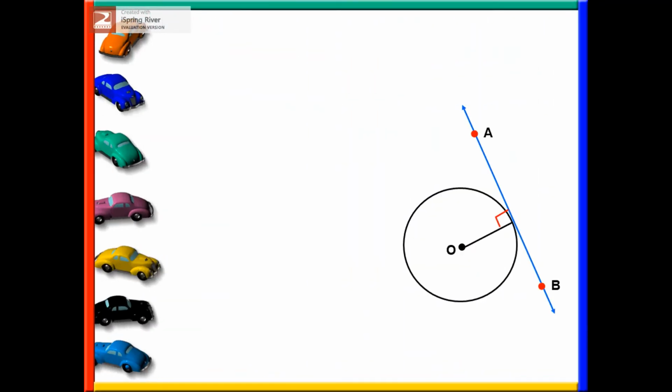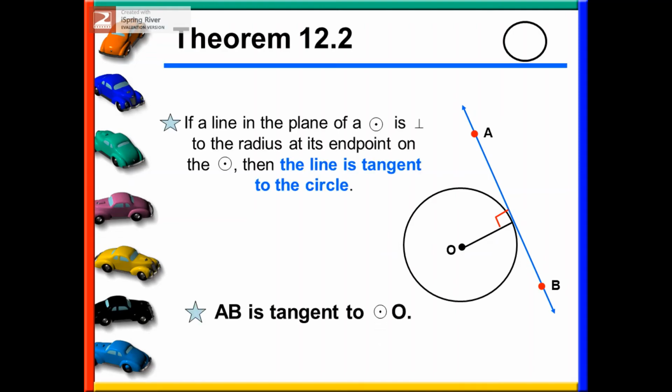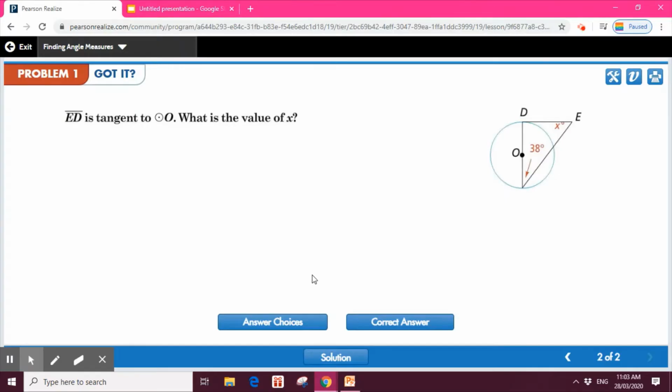From theorem 12-2, if a line in the plane of a circle is perpendicular to the radius at its endpoint on the circle, then the line is tangent to the circle. It means line segment AB is perpendicular to line segment OE. So line segment AB is tangent to circle O.